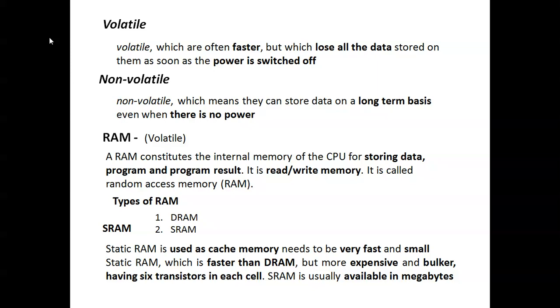So RAM is the internal memory of the CPU, storing the data and programming results; it is read-write memory. So this is called random access memory. It has two types, DRAM and SRAM. SRAM, static RAM; DRAM, dynamic RAM. Static RAM is used as cache memory. It's very fast and small. Static RAM is faster than dynamic RAM and more expensive. For every cell of SRAM, there are 6 transistors. It is usually available in megabytes only. You can't get it in gigabytes.